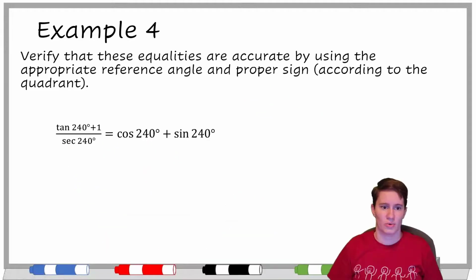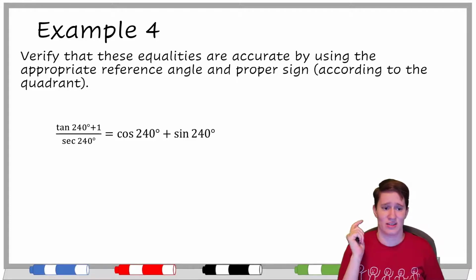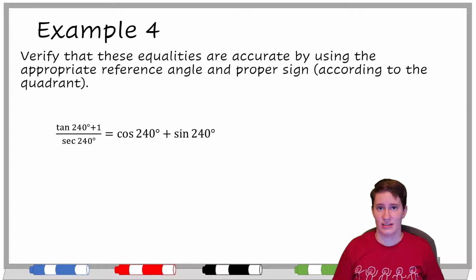All right, example 4. So this isn't an identity that's on our sheet. And I guess actually the instructions don't even call these identities, they just say equalities, but you want to make sure basically that the left side and the right side actually equal each other. So we have the angle 240. We're being asked to find tangent, secant, cosine, and sine. So we better go ahead and figure out what is going on at 240.